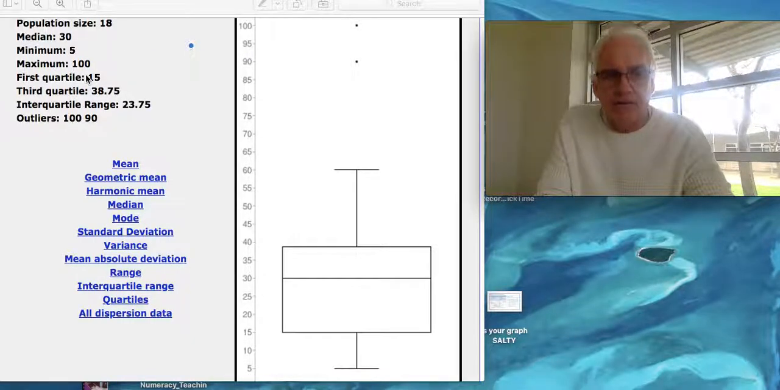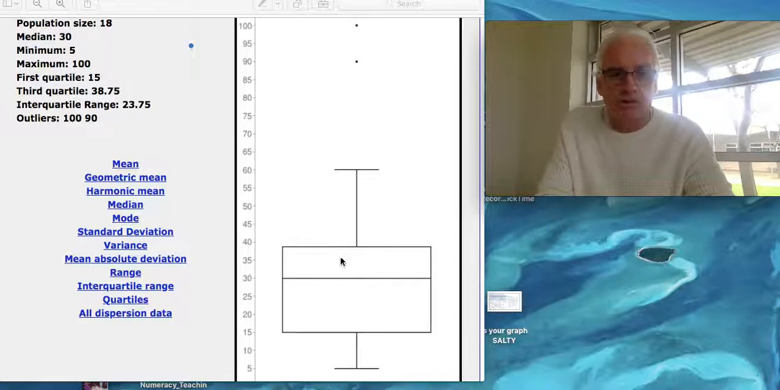Now we also have what's called the first quartile. If we look at the number here, right at the edge of the box, across the width here, the lower bottom, referred to generally as the bottom 25%. The bottom 25% is the first quartile. So 25% of our students got 15 or less for that test in terms of a percentage.